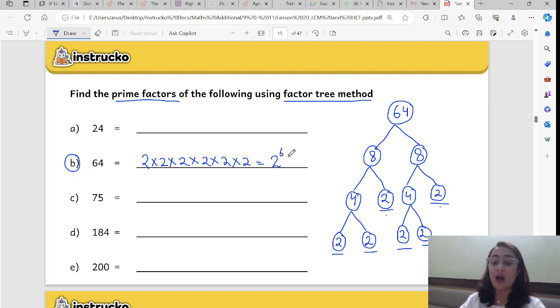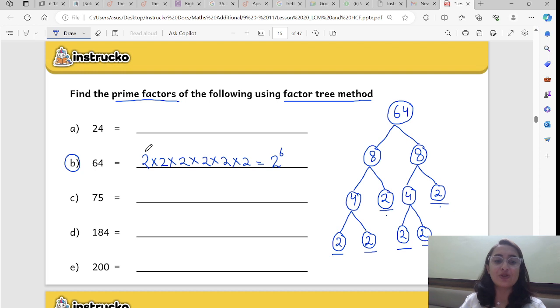Got it? Now, if I want to check whether I have written the correct prime factors of 64 or not, what will I do? I'll just multiply them together. And if I get the number 64 again, it means I have written the correct factors. So should we cross check our answer once?